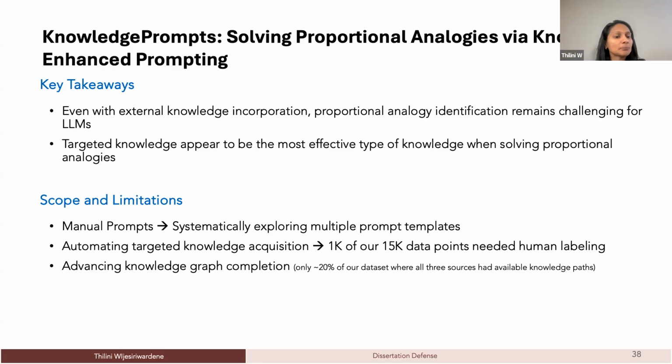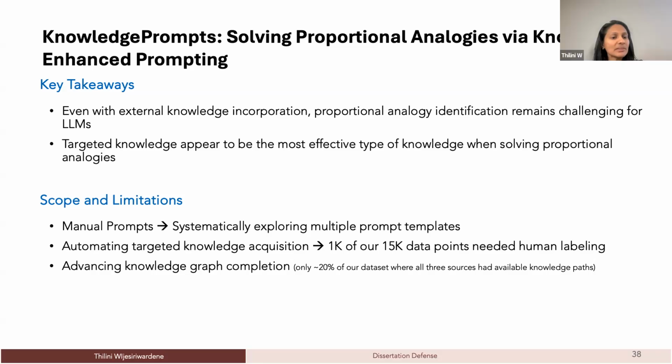Also, we provided targeted knowledge, right? But that targeted knowledge does not come cheaply. We had to annotate 1,000 data points in our data set with humans to get that semantic relationship. So if there are methods to do that automatically, it would help in these types of situations for LLMs at least, but not much as we saw.